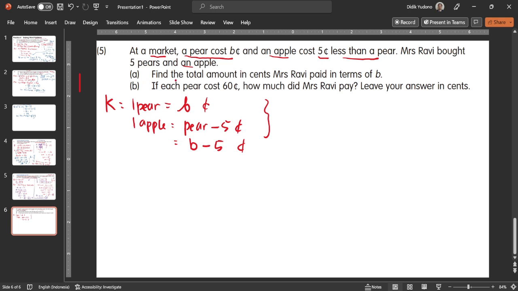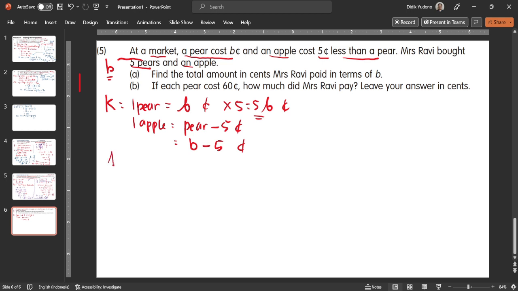Then Mrs. Rafi bought 5 pairs. Mrs. Rafi bought 5 pairs means times 5. So we have 5B cents. It comes from 5 pairs, and the price of a pair is B.